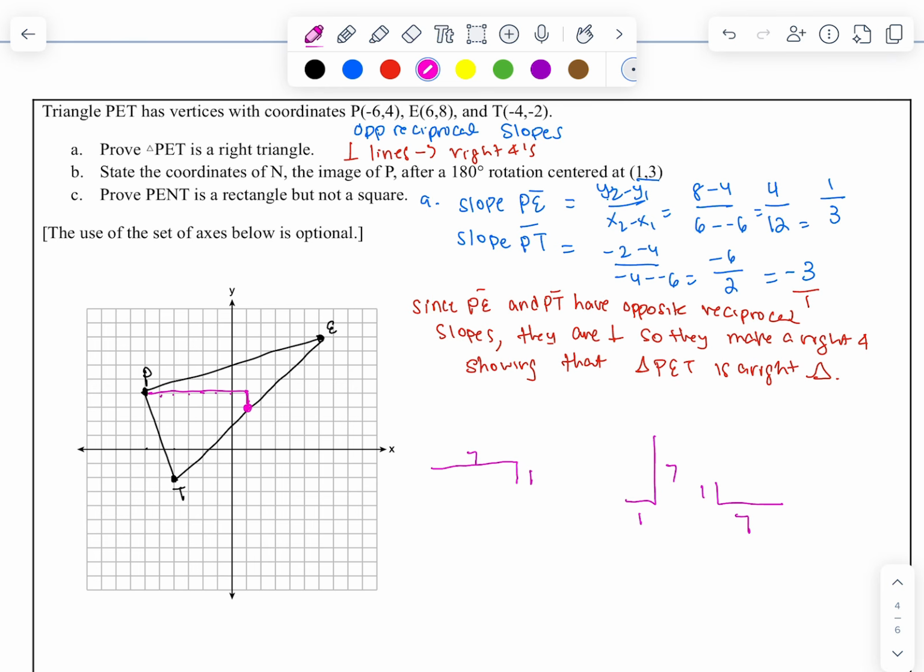So starting from the center, I'm going to do that movement. Down 1. 1, 2, 3, 4, 5, 6, 7. And here's the point I'm looking for, point N. And that has the coordinates 1, 2, 3, 4, 5, 6, 7, 8, 2. Put that here. 8, 2.